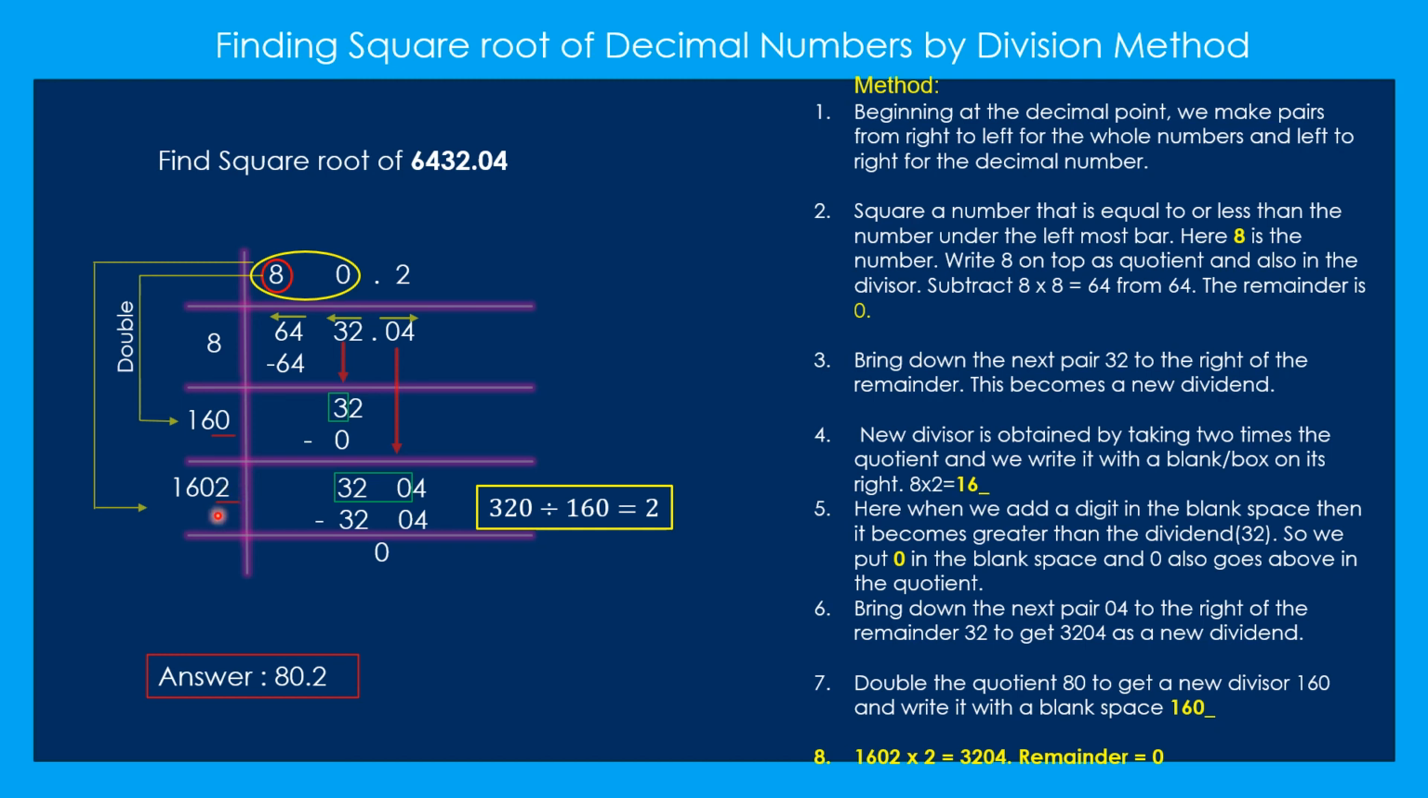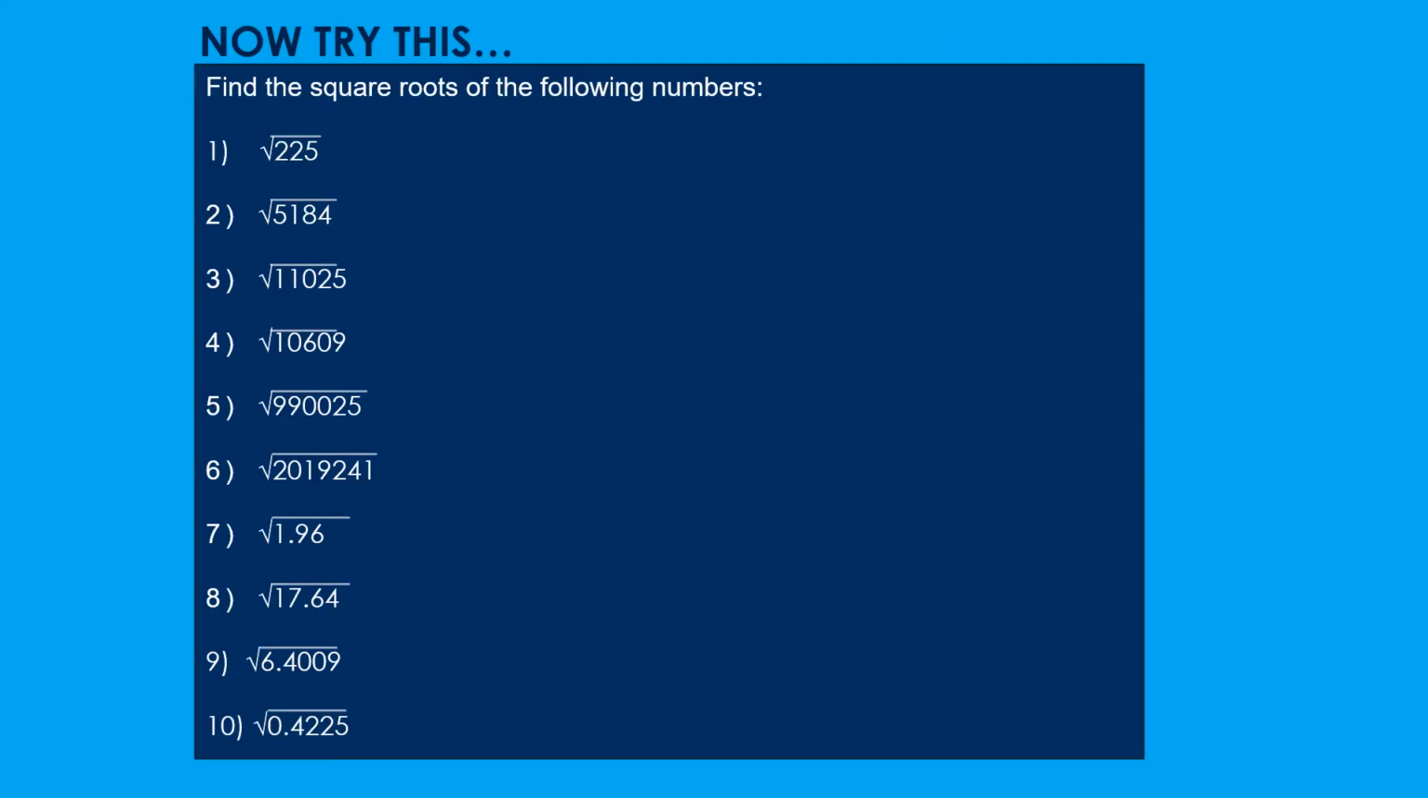In order to find what number is added in the blank space, you leave the unit digit of the dividend and the rest of the digits, that is 320, is divided by the new divisor 160. So 320 divided by 160, you get the quotient 2. This 2 is added in the blank space as well as on the top in the quotient. So 1602 times 2 is 3204. You subtract and you get the remainder 0. So the square root of 6432.04 is 80.2.